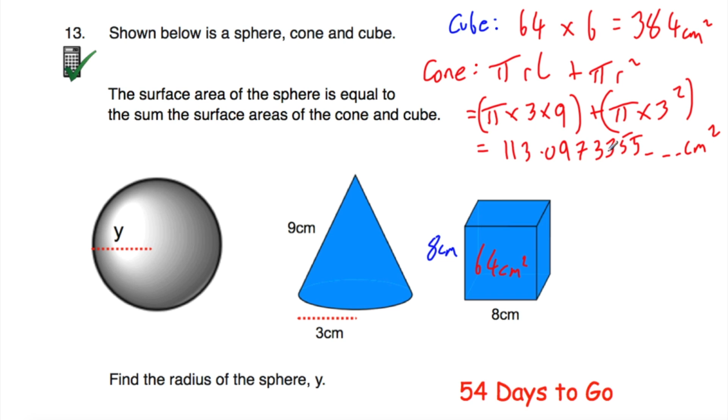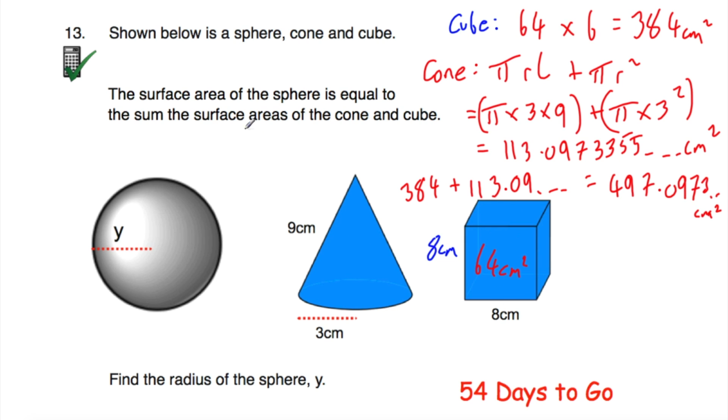We've got the surface area of the cone, we've got the surface area of the cube. Let's add them together to get the total surface area. So 384 plus our 36 pi, or our 113.09 and so on, will be equal to 497.0973 and so on centimeters squared. So that's the combined surface areas of the cube and the cone.